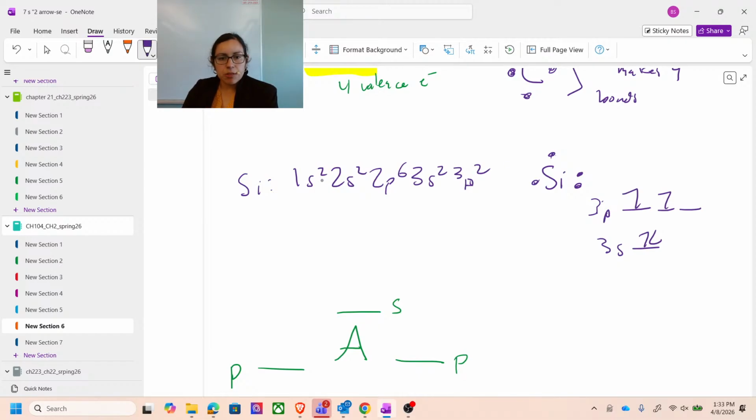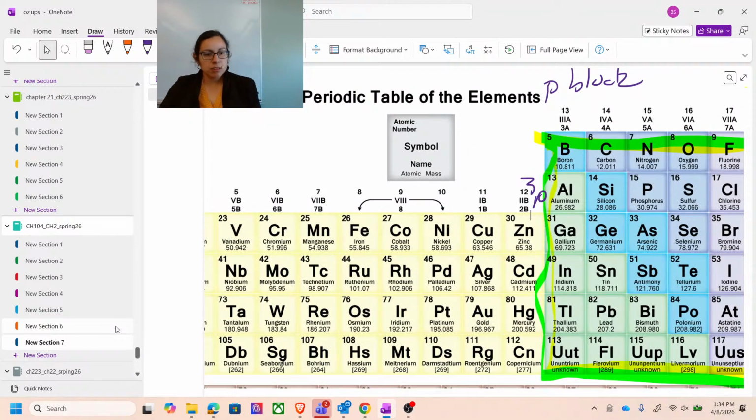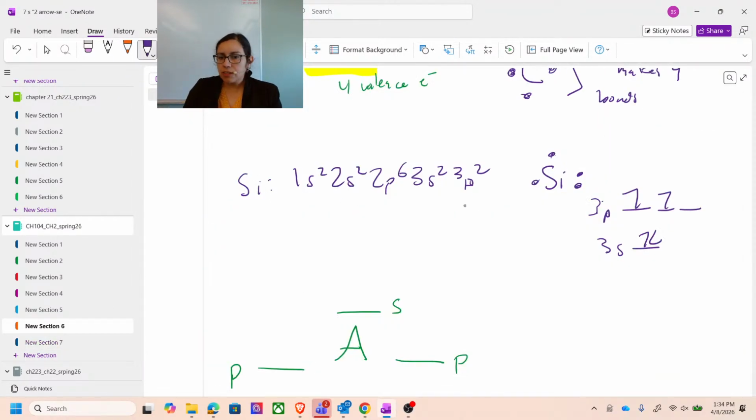And again, you can double check yourself. So 2 plus 2 is 4, plus 6 is 10, plus 4, so plus 2 plus 2, so that gives us 14, right? So 14 electrons. If we go back, okay, silicon is 14, so good, that matches. Okay, but this is starting to get rather tedious.